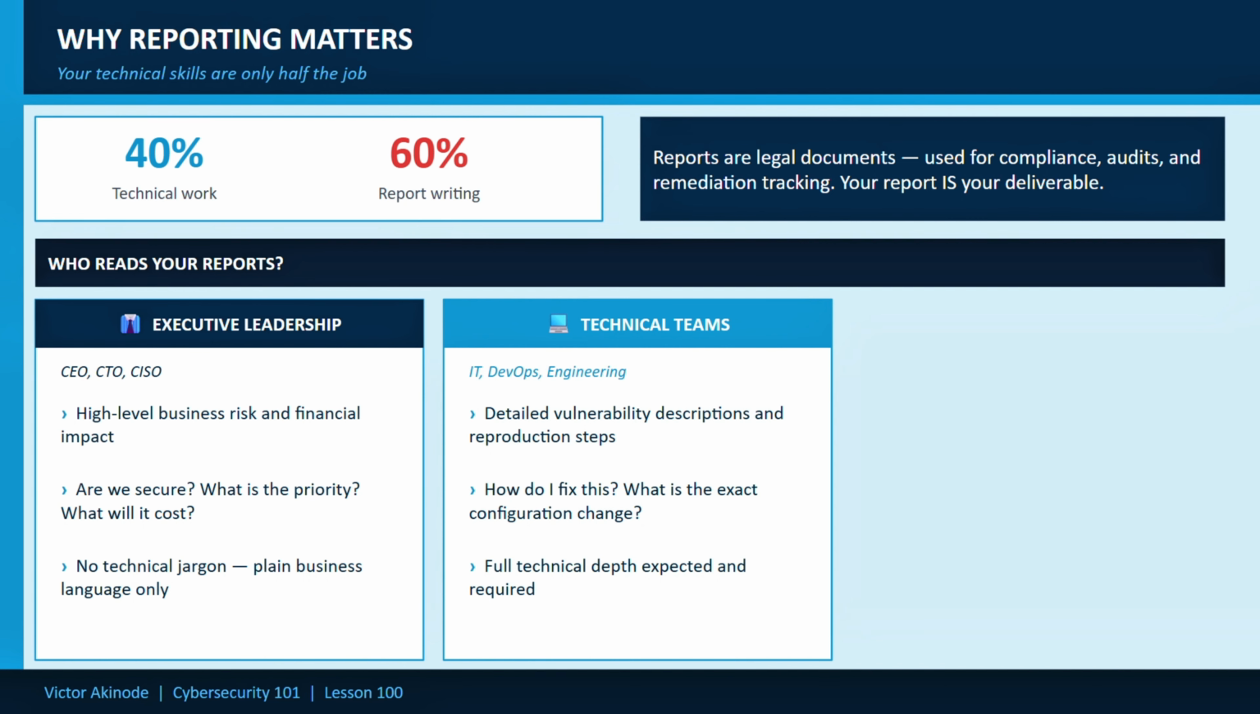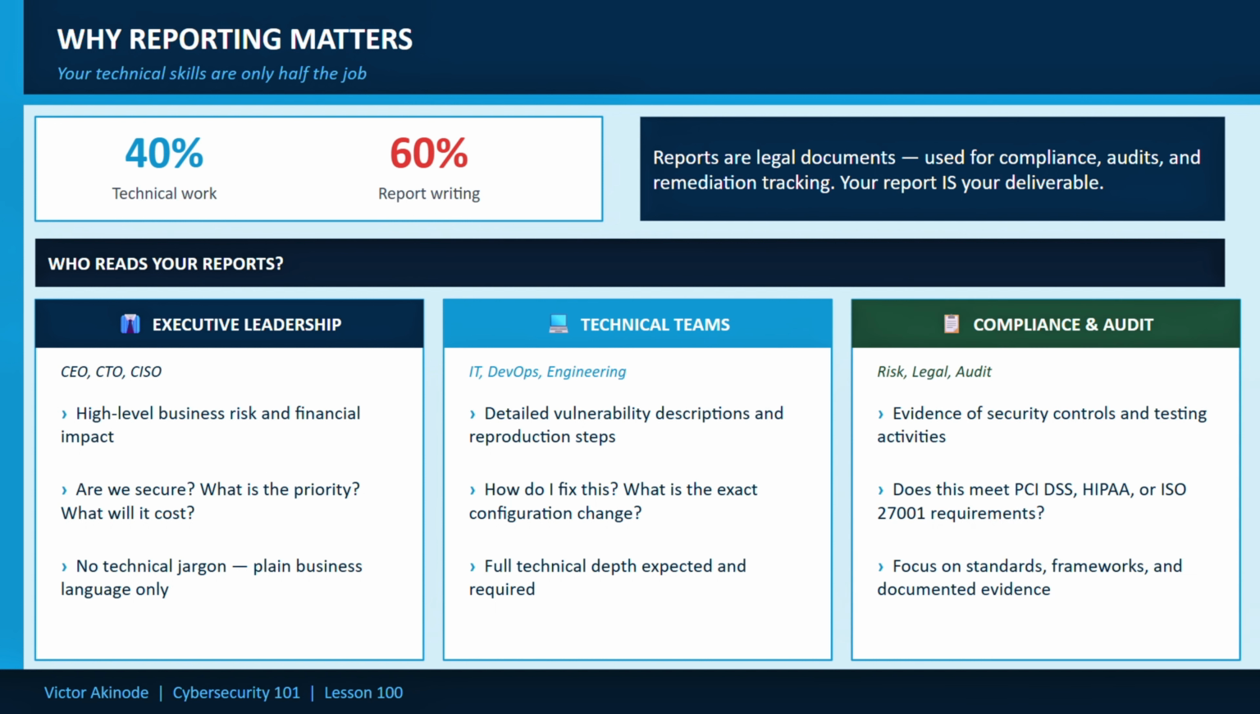The second set includes the technical teams like IT, DevOps, and engineering. They need detailed vulnerability descriptions and exact reproduction steps. They want to know how to fix issues and what specific configurations to change. They understand technical details more than the executive leadership.